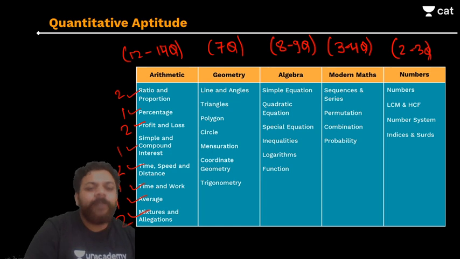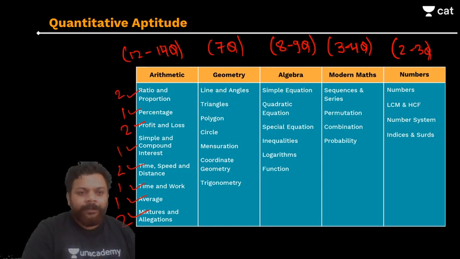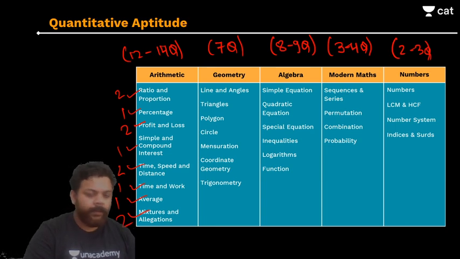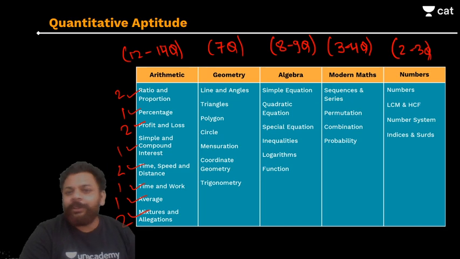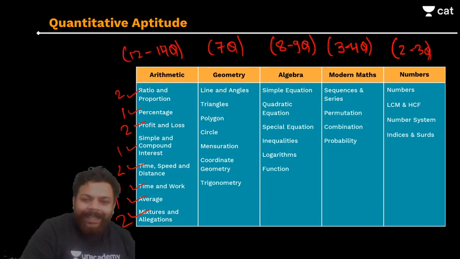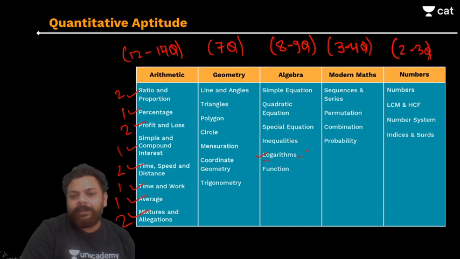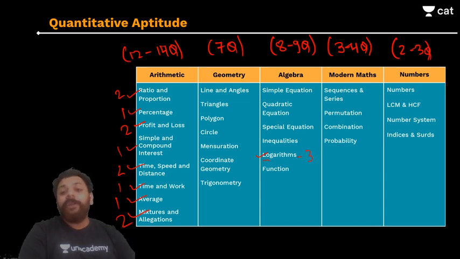So this is based on observation from the last 3 to 4 year CAT papers. Talking about geometry, once again I'm saying that you may encounter 7 questions from geometry, 8 to 9 questions from algebra. In CAT 18, especially in the morning slot, there were 3 questions from logarithm.